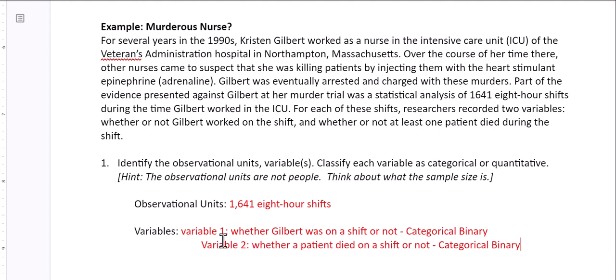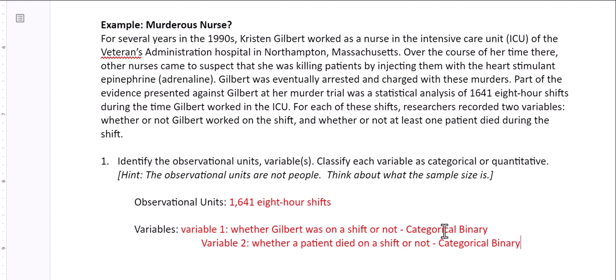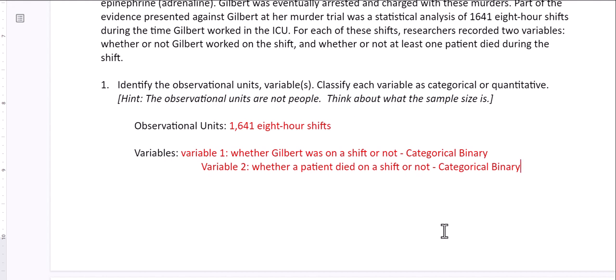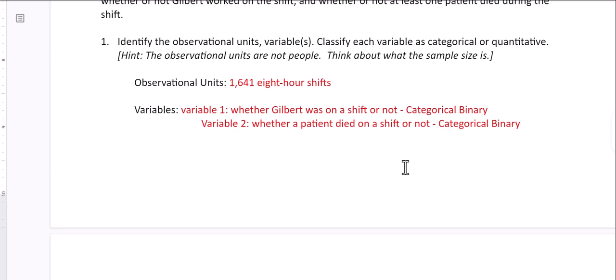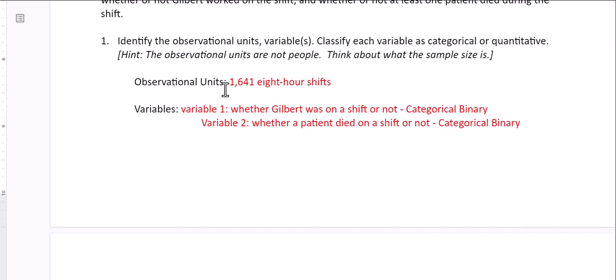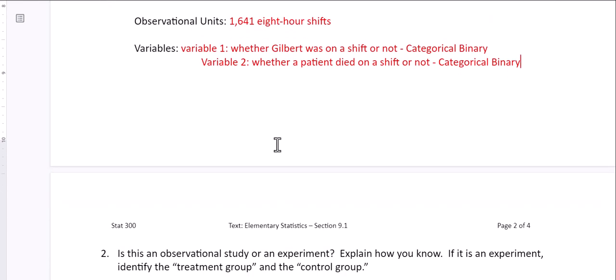Let's say variable 1, and we can call it x1 if you want, is whether Gilbert was on the shift or not. So this is categorical binary, because it's either yes or no. Variable 2 is whether a patient died on a shift or not. Again, it's categorical and binary, because it's either yes, a patient died, or no, a patient did not die on that shift. So we have our observational units, which are the 8-hour shifts, and we have our variables, whether she worked or not and whether a patient died or not.